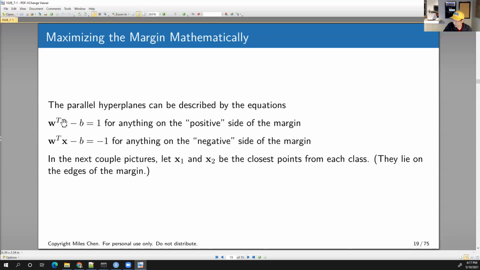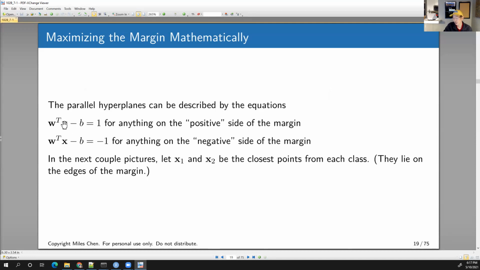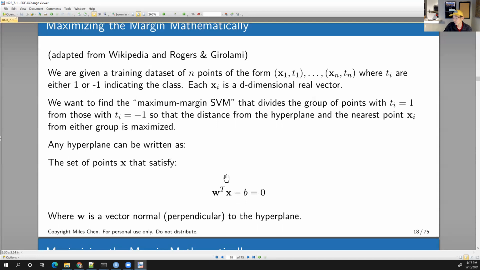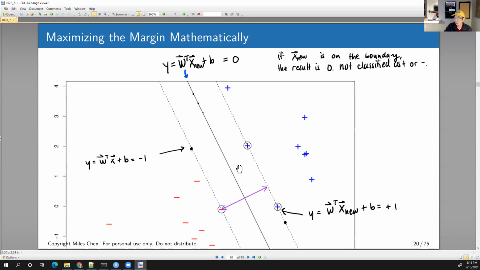The set of all points x that satisfy this equation are going to be parallel to the set of all points x that satisfy this equation. So whatever x satisfies this equation, if you find another parallel line, they're going to satisfy these things. And we're going to let x1 and x2 be the closest points from each class, and they're going to lie on the edges of the margin, right?